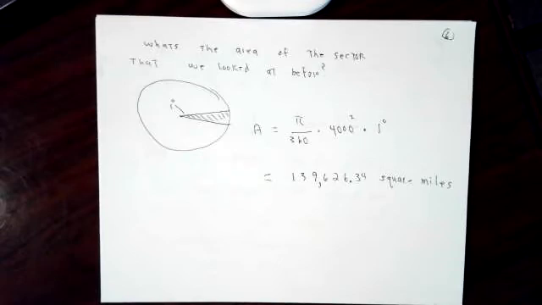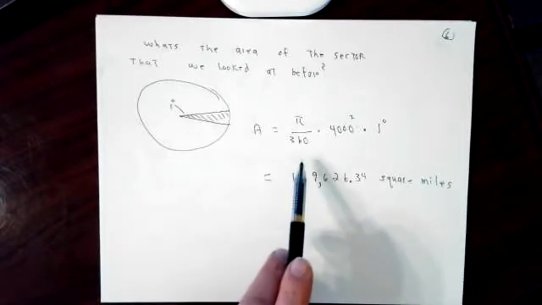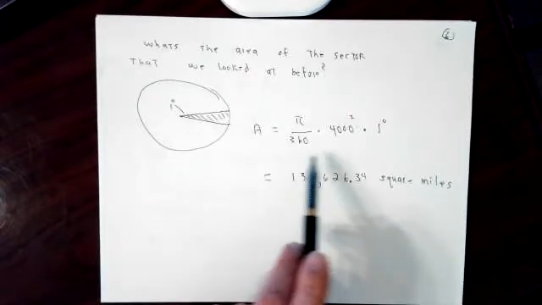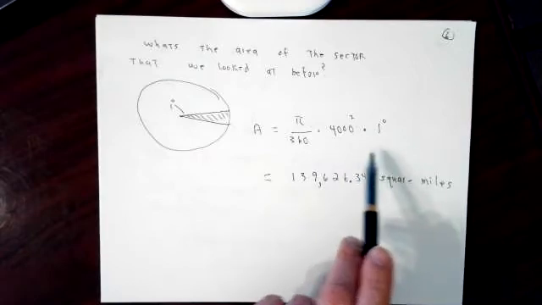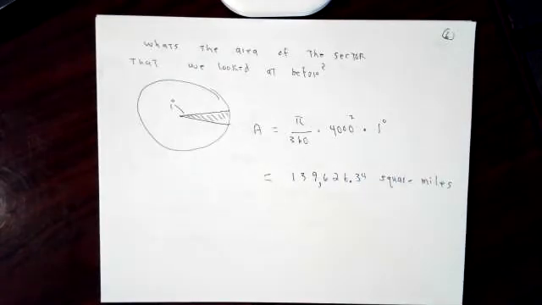If I think about a 1 degree angle centered at the center of the Earth, traveling out to the surface, and I want to know what its area is, we now know the formula that lets us figure this out. It is pi over 360 times the square of the radius times 1 degree. And again, using my calculator, I find that it's 139,626.34 square miles. I just chopped it off after the 3-4.